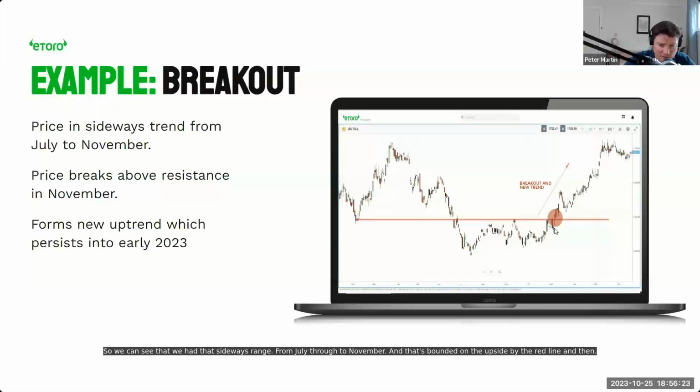And then we get the breakout where the red circle is, breaks out to the upside, and the new trend forms. And that new trend does last for a long time. We can see it carried all the way into early 2023, and then it started to get more of a sideways character to it.